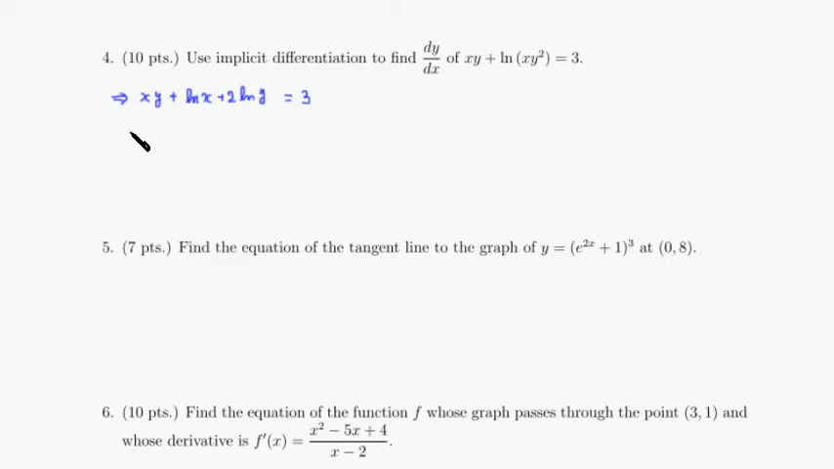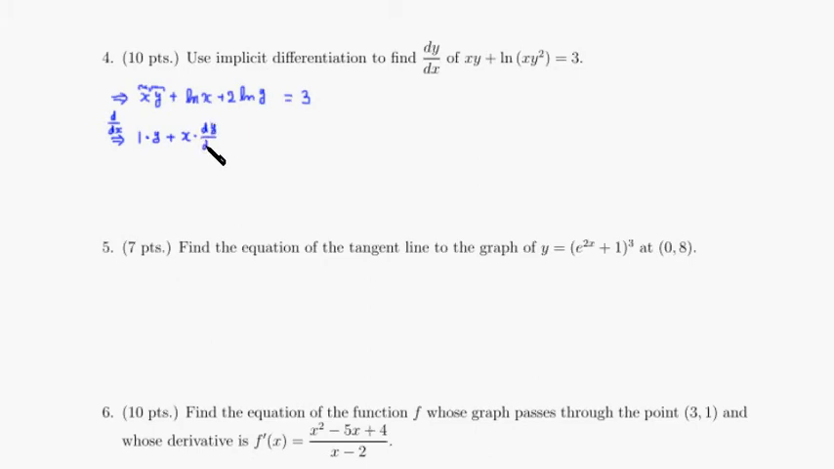Then we can take the derivative. We want to take the derivative with respect to x. You have two things multiplied together: x is the first, and y is the second. So the derivative of the first is 1 times the second, y, plus the first, x, times the derivative of the second, which is dy over dx.